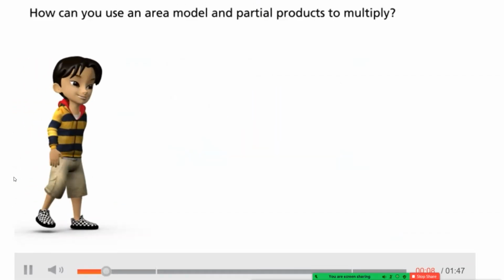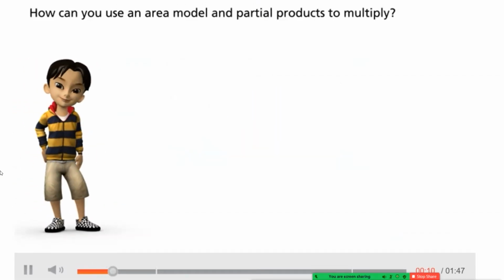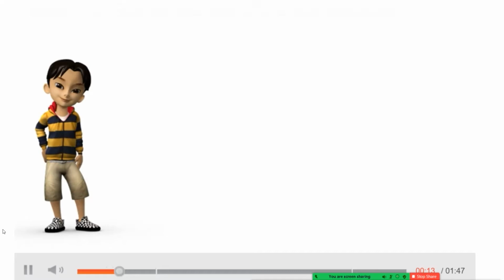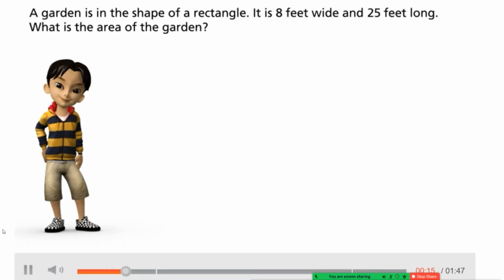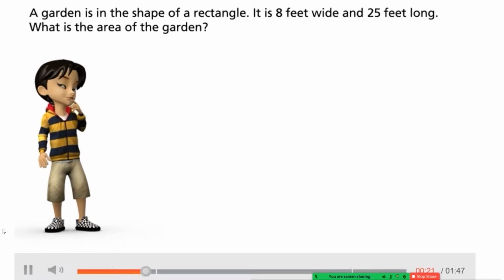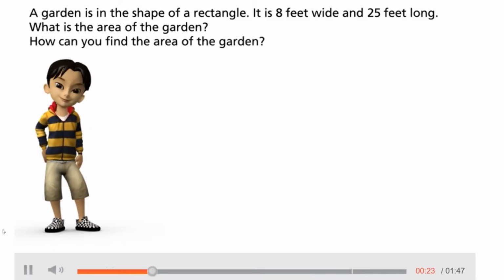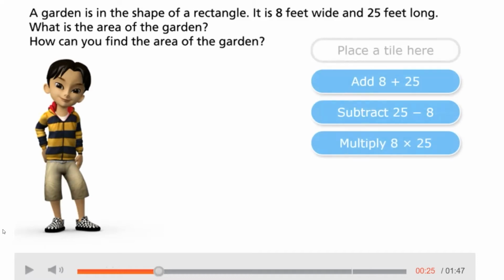How can you use an area model and partial products to multiply? A garden is in the shape of a rectangle. It is 8 feet wide and 25 feet long. What is the area of the garden? How can you find the area of the garden? Select your answer.